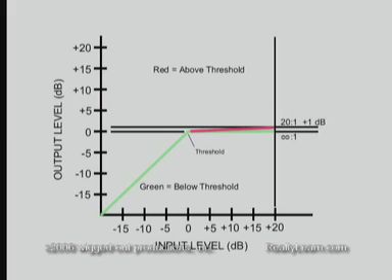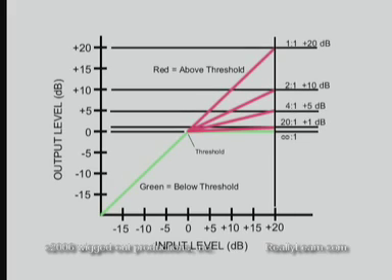In our last example, we have a ratio of 20-to-1. This time the compressor will only allow an increase of 1 dB for every 20 dB above the threshold. So if we have an input of plus 20 dB above the threshold, the compressor will only allow an increase of plus 1 dB above the threshold.